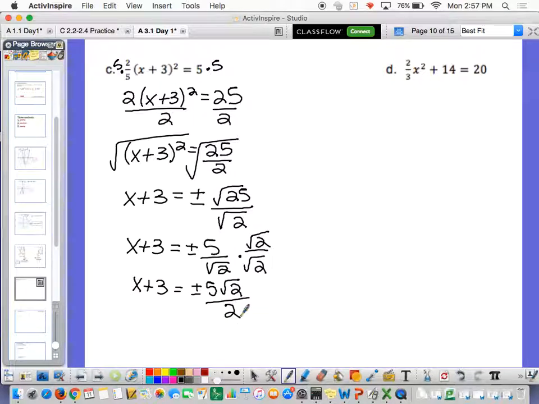Okay? All right, so we're almost there, but x is not by itself, so we need to fix that. We still have a plus 3. So just like normal, we'll subtract 3, we'll subtract 3. So your final answer is x equals plus or minus 5√2 over 2, minus 3. And that is your answer. It doesn't look very pretty, but that's okay. That's how we roll with that.